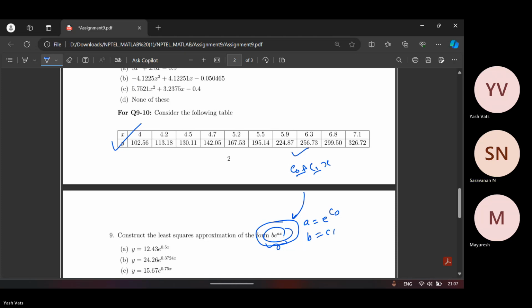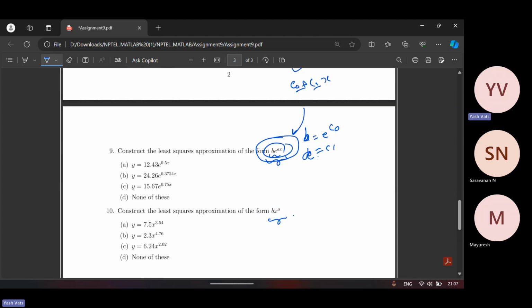Or B is actually, sorry, A here. B is coming first, so I just write like this. Just note it down, how to convert it.